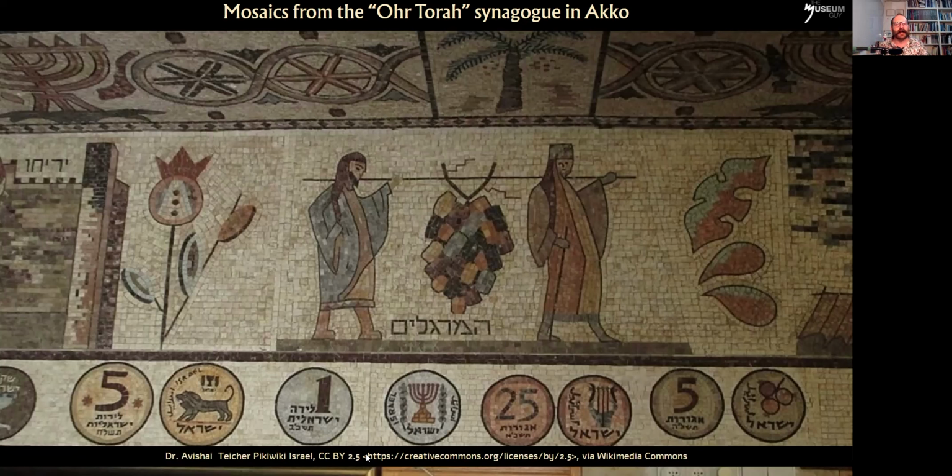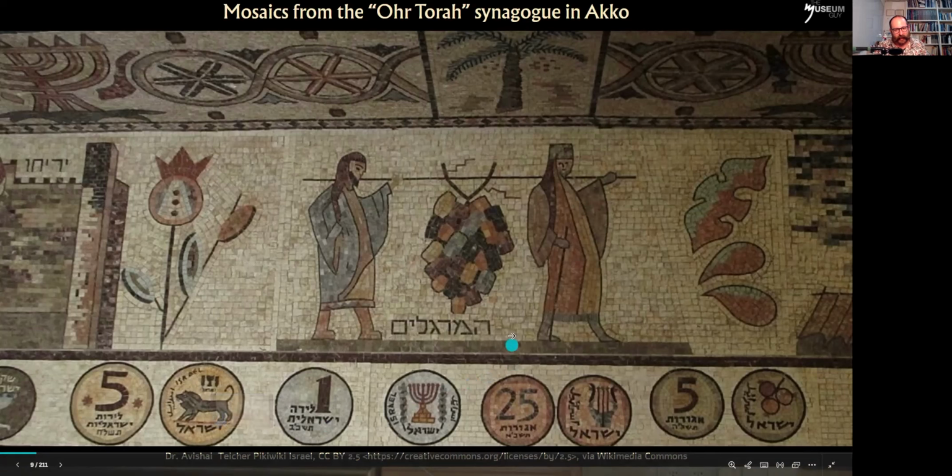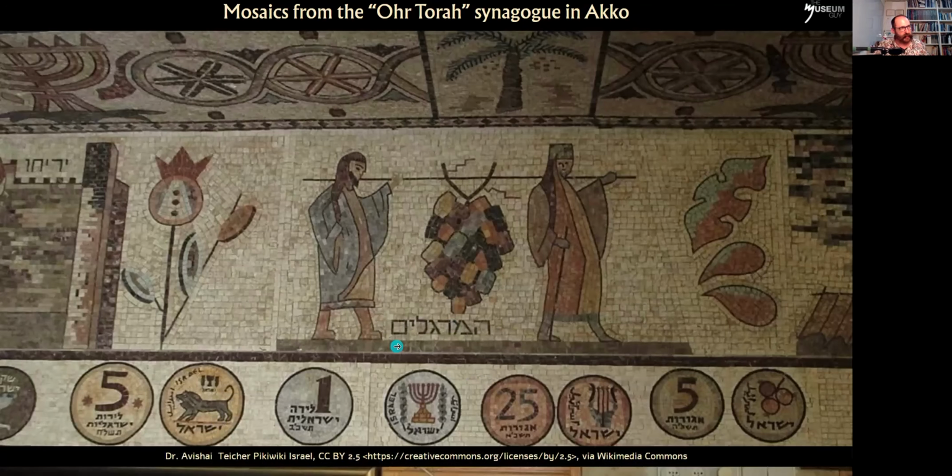Now this is an iconic image of the spies carrying a big grape vine, a big cluster of grapes. It also says here on this mosaic, we'll see later where this mosaic is, but it's modern, it says HaMeraglim. And below it is all kinds of mosaics of old Israeli coins. So it's fun. It's a modern mosaic, which we'll visit in the end.